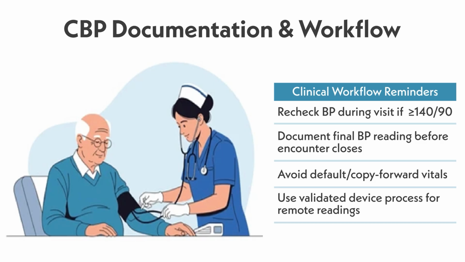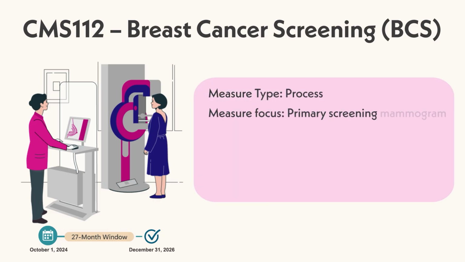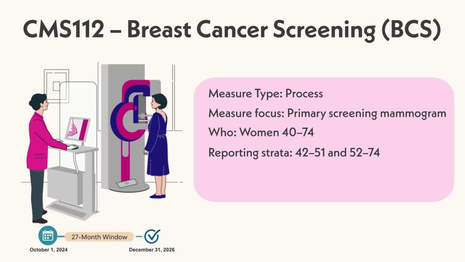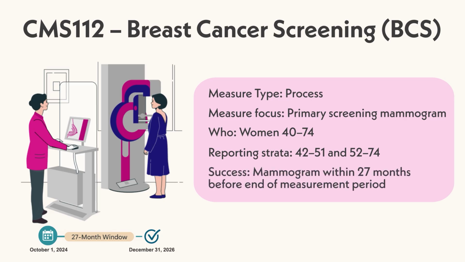This is breast cancer screening, quality ID 112. The measure looks at women 40 to 74 years of age and checks whether they had a screening mammogram in the 27 months prior to the end of the measurement period. The CQM reporting strata include women ages 42 to 51 and 52 to 74, which helps CMS report the results in standardized age groups. One important guidance reminder: this measure evaluates primary screening. Procedures like biopsies, breast ultrasounds, or MRIs do not count as the screening event for numerator compliance.